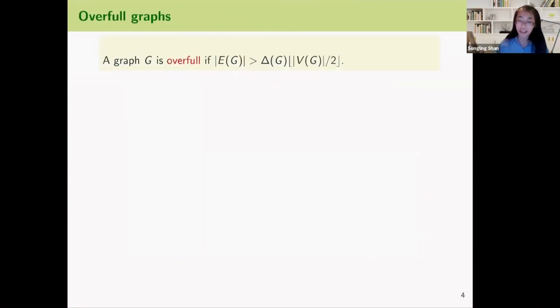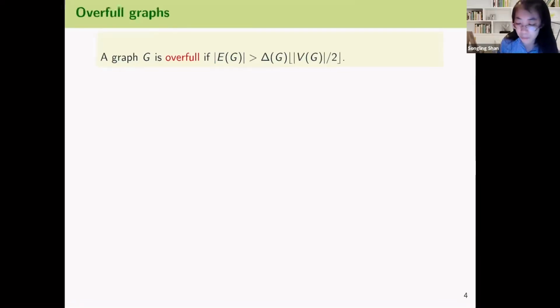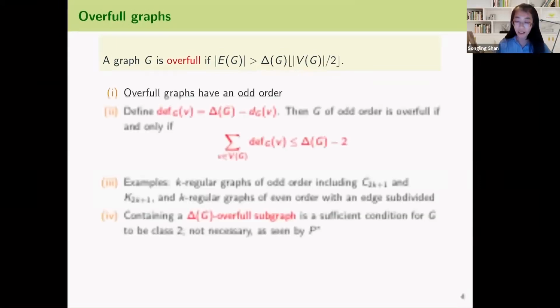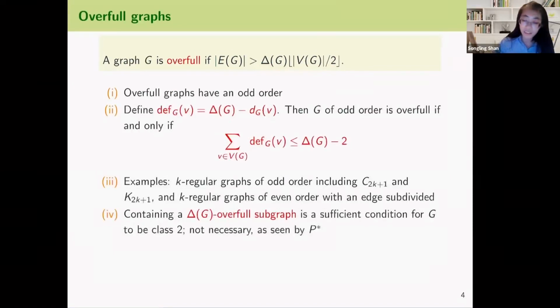So let's define what we mean by a graph having too many edges. We say this kind of graph is overfull. A graph is overfull if the number of edges is bigger than the maximum degree times the order divided by 2, rounded down. From this definition, you can easily see that if a graph is overfull, then it has to have an odd number of vertices. So this is one observation for a graph to be overfull.